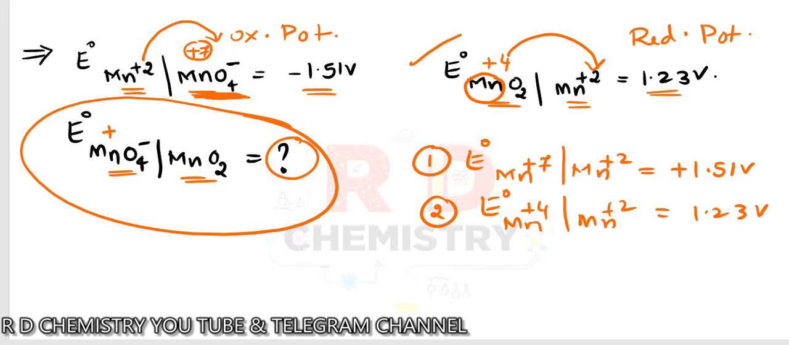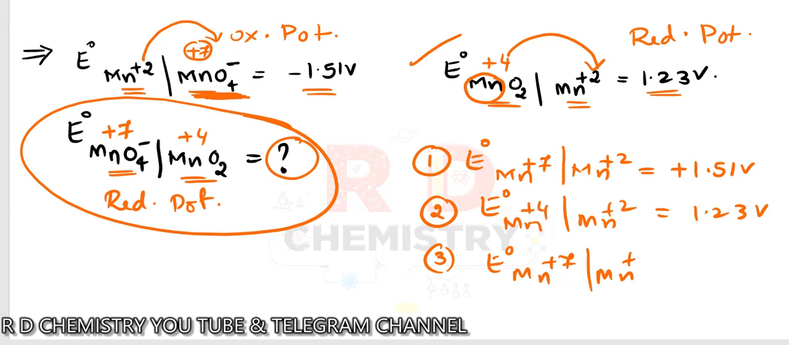Next, the last one, we have to find out. Now, Mn plus 7 in MnO4 minus becomes the plus 4 state. So this is plus 7 becoming plus 4. So it's a reduction and the potential value is a reduction potential value, right? So the third one, E naught of Mn plus 7 becoming Mn plus 4 reduction, and its voltage you have to find out. Okay, so we'll start with the highest oxidation state to become the lowest oxidation state.